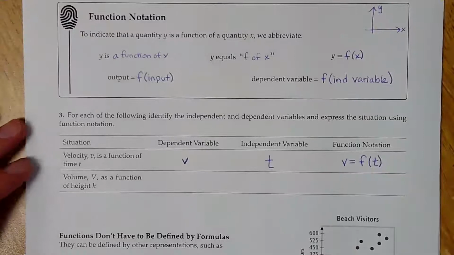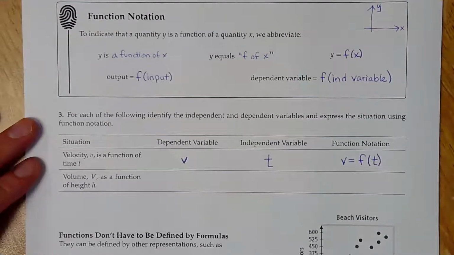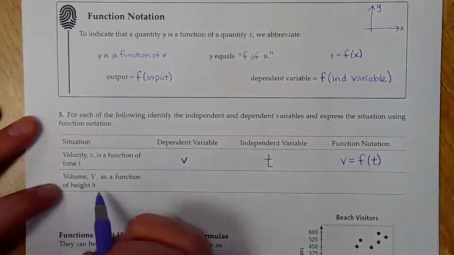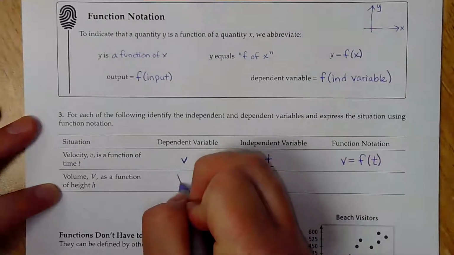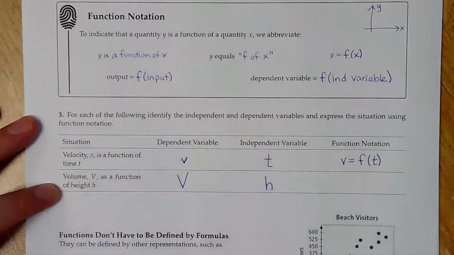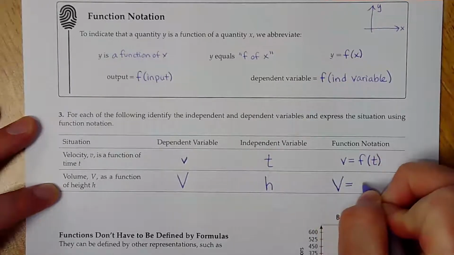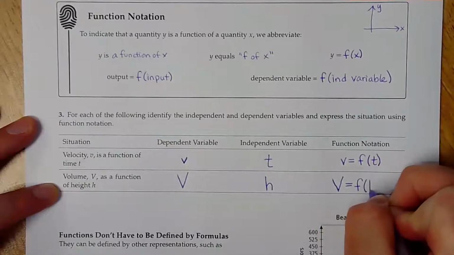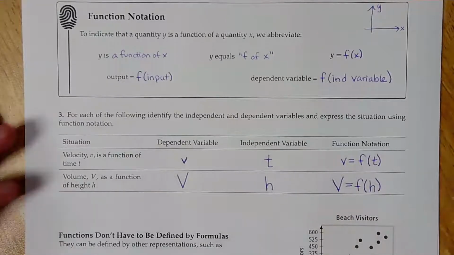All right, so my volume, big V, is a function of my height, h. So this height, h, is my independent variable, which makes my dependent variable this capital V. And so in function notation, this is going to look like capital V is equal to f of h. Okay, so that independent variable is going in here inside these parentheses.